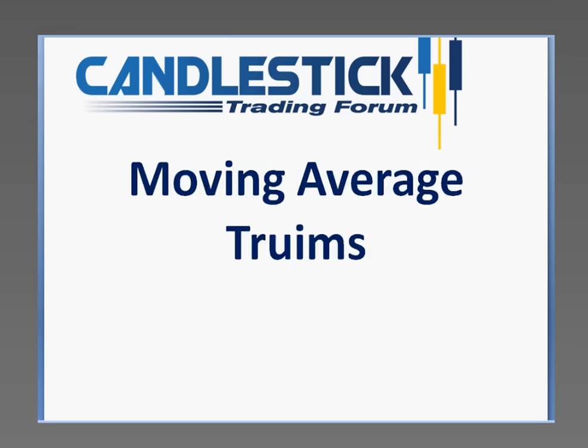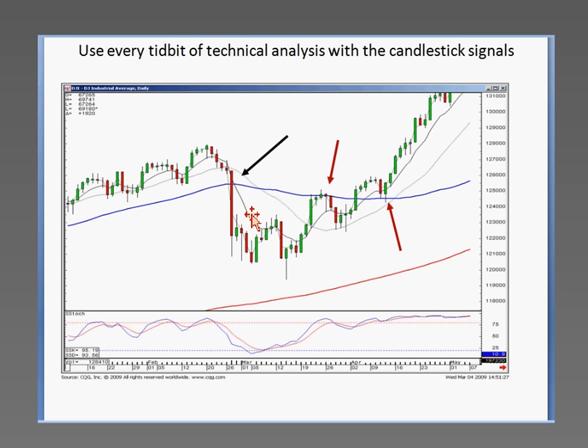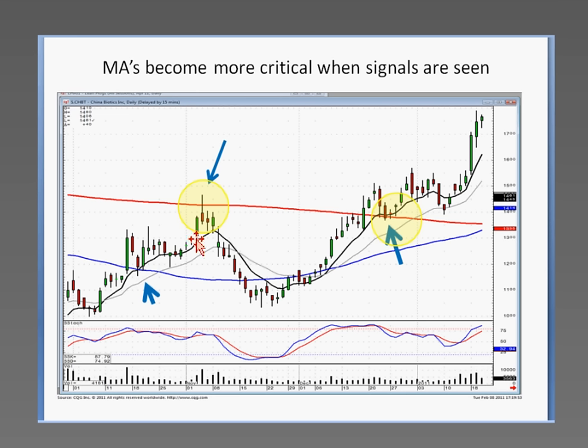The moving averages basically have truisms, and that's obviously if a moving average is reached as a support, they'll usually come back and test it to see if it's going to act as resistance. And on the other hand, once a moving average is reached as a resistance, they'll come back and test it to see if it's going to act as a support. So anytime we see a trend in progress, that's why people say, well, what's your target? Where do you think it's going to go to?